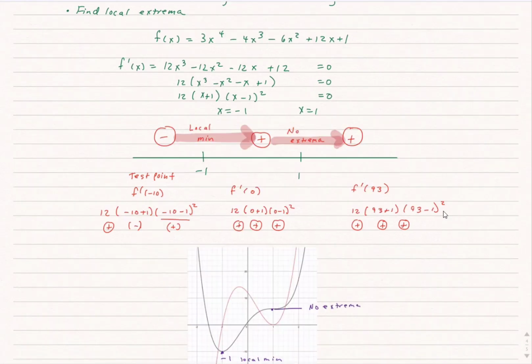If I use my first derivative test, if I know I'm going from a negative to a positive slope, then I know that I have a local minimum. If I go from a positive to a positive, it means that I have no extrema at the point. So at negative 1, I have a local min, and at 1, I don't have an extrema. And if I graph this function and its derivative, I see that that in fact is what happens.